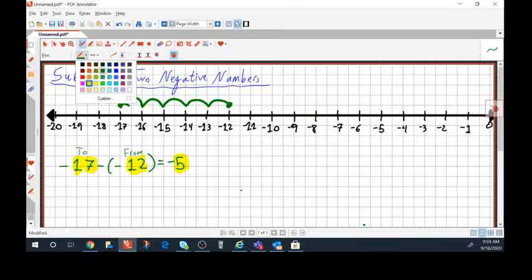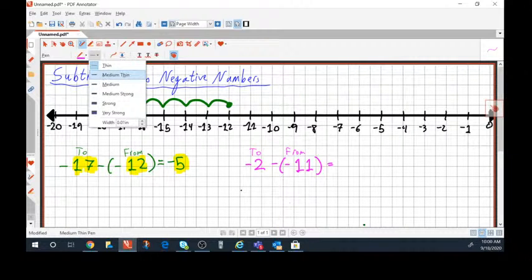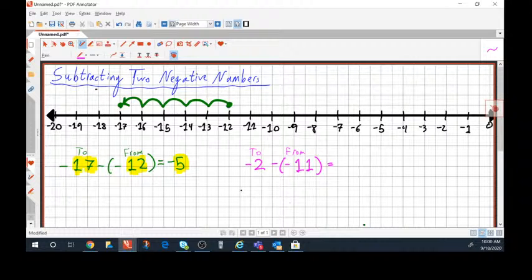So we're going to do this one in pink. So here we go. Let's do negative 2 minus negative 11. Remember, that's to negative 2 and from negative 11. So go ahead and give that a shot, everybody. Negative 2 to negative 11, and tell me what happens. Go ahead. You can pause the video and get that done.